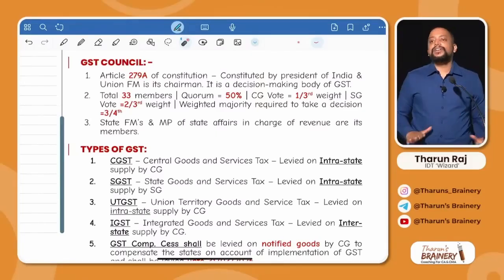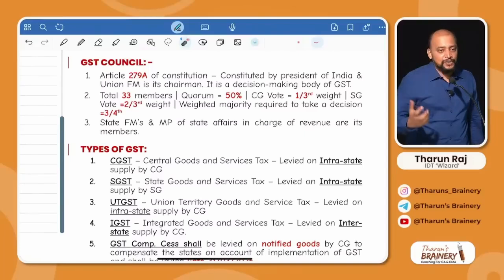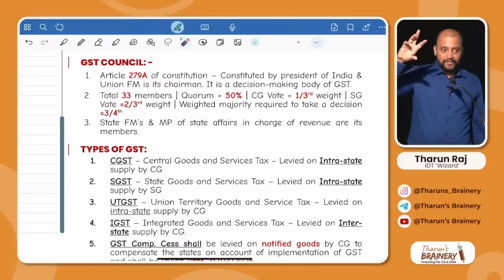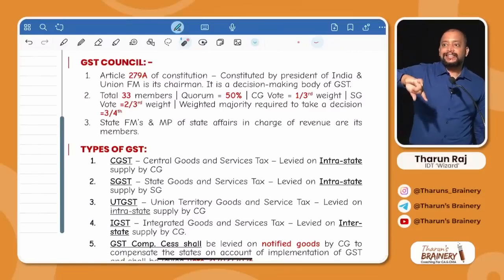These 5 union territories need one representative. That is where there is one Union FM plus the Union minister who is appointed for state affairs.